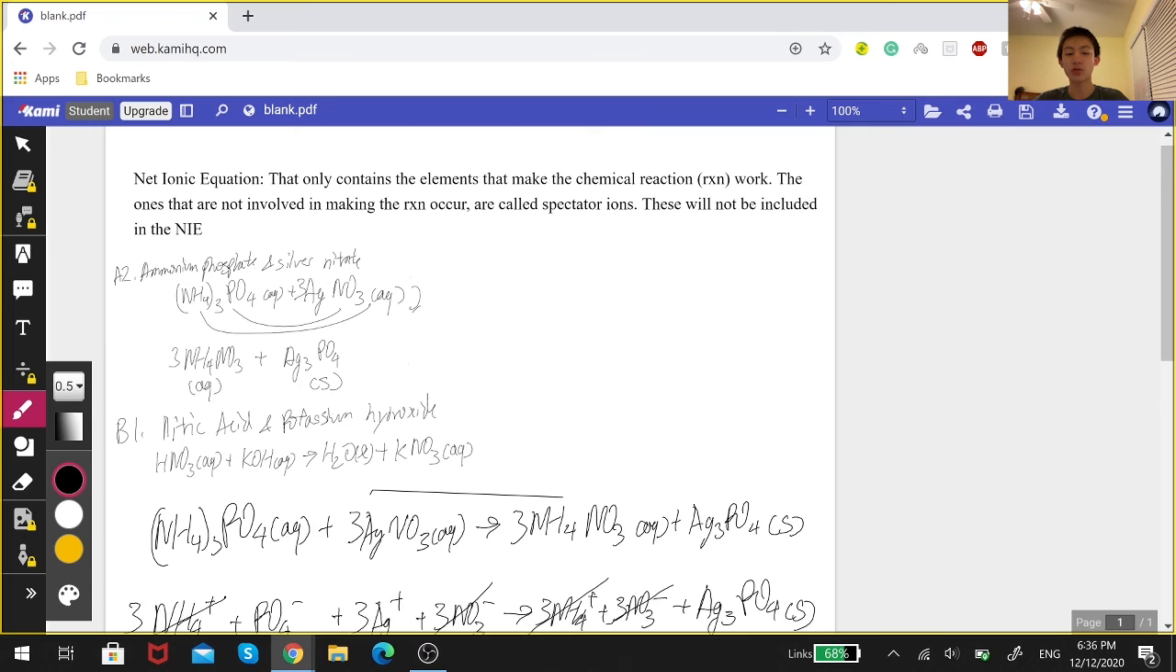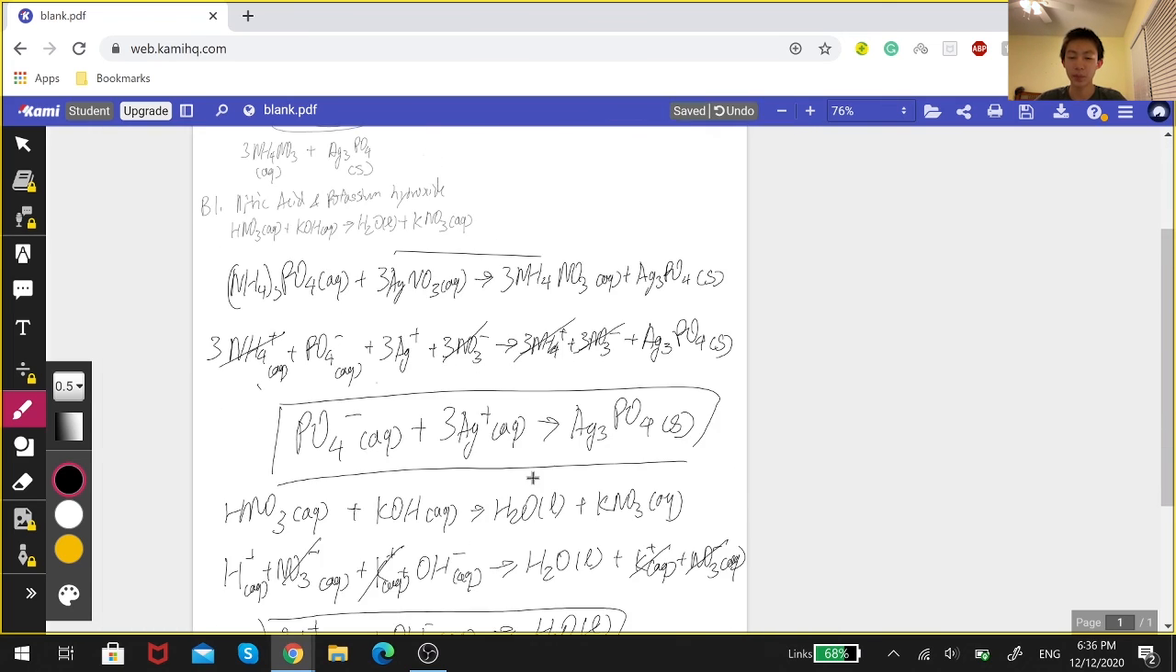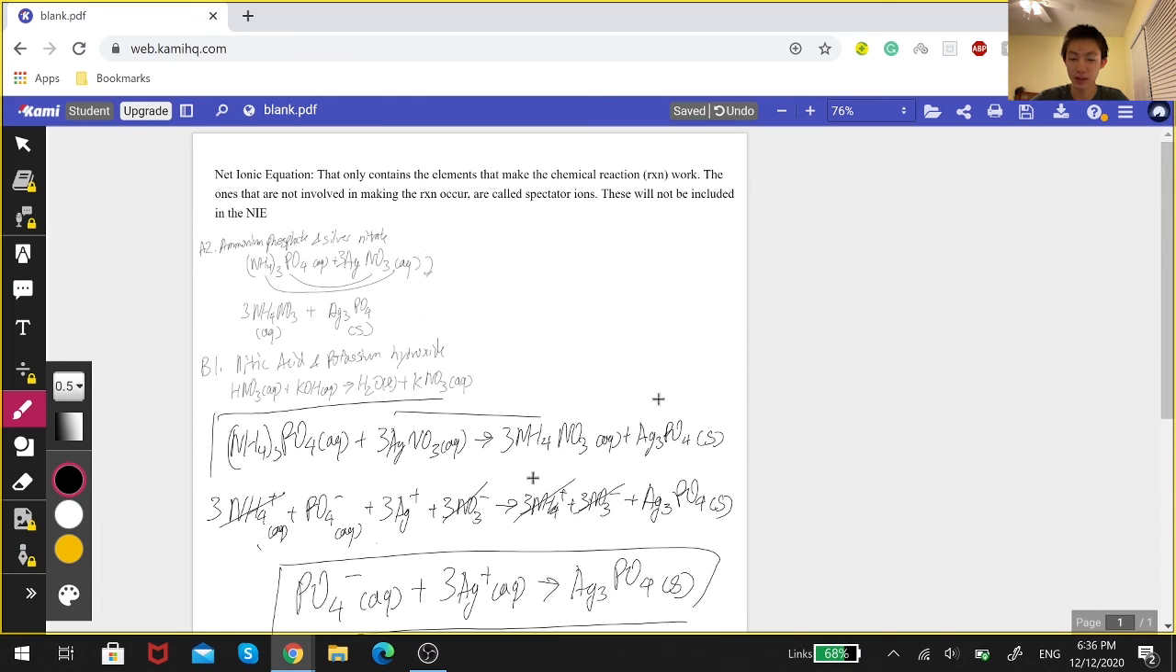And now you would not write the net ionic unless you're asked to do so in the problem. The normal double replacement for these two questions would just be this.